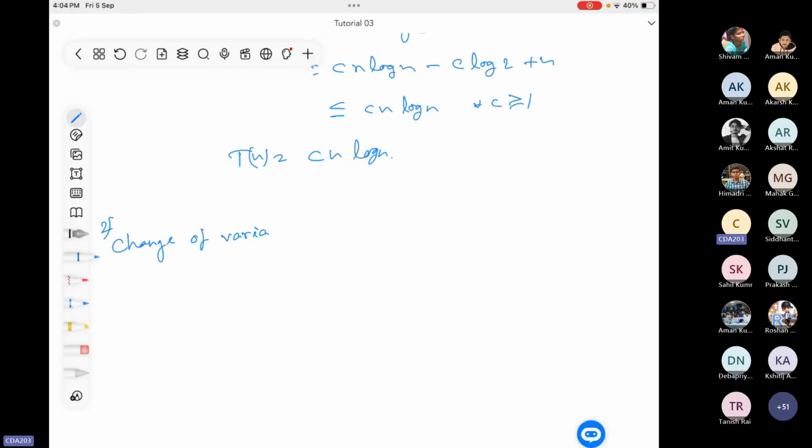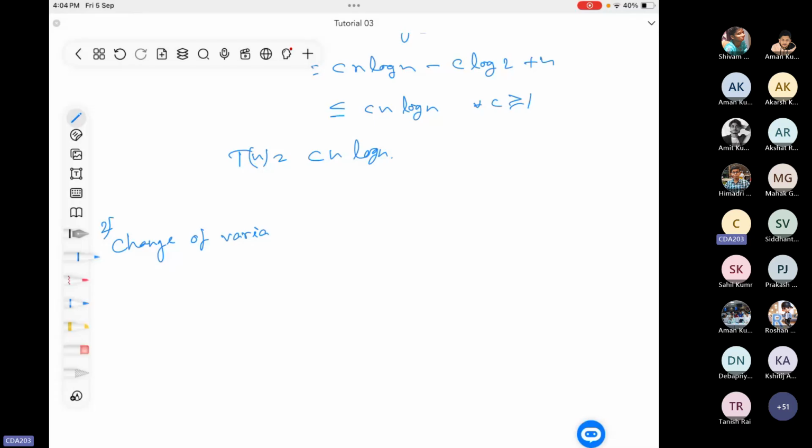So the next method is change of variables. Suppose you have a recurrence. You substitute the value of n with some other integer, and use that to make it an easier structure, and then you solve it. Let me show it by an example.